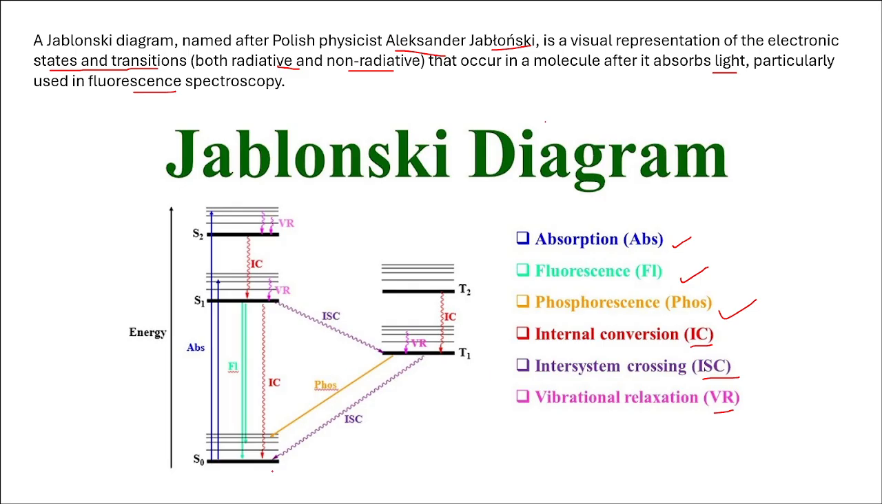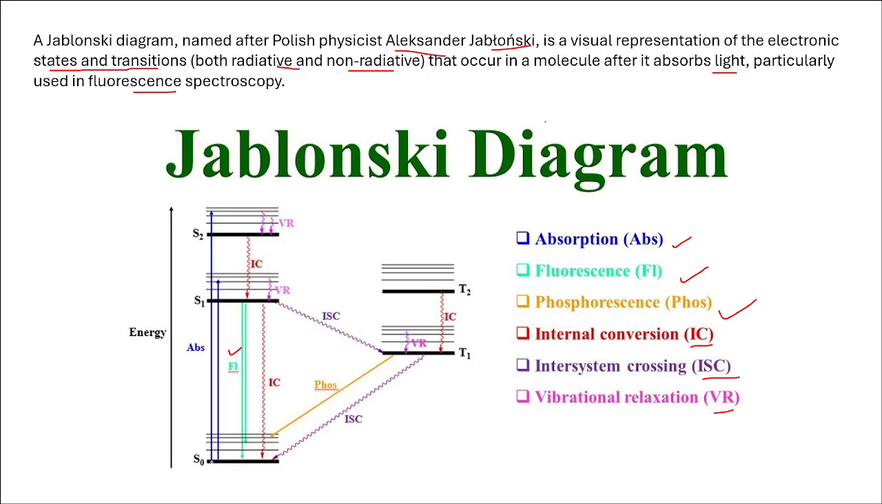As you can see, this is the ground state S naught. Once the molecule or the sample absorbs energy, it can go either to the S1 state or to the S2 state. If the molecule comes from S2 to S1, that is, to a lower electronic state of the same multiplicity, we call it internal conversion. But if it goes from S1 to T1, we call it intersystem crossing. And once the system absorbs light, and then it comes from S1 to S naught, we observe fluorescence.